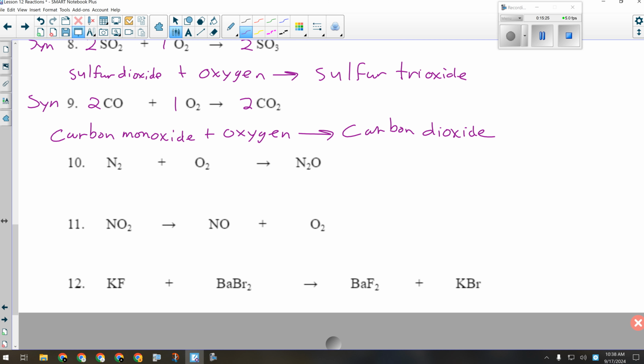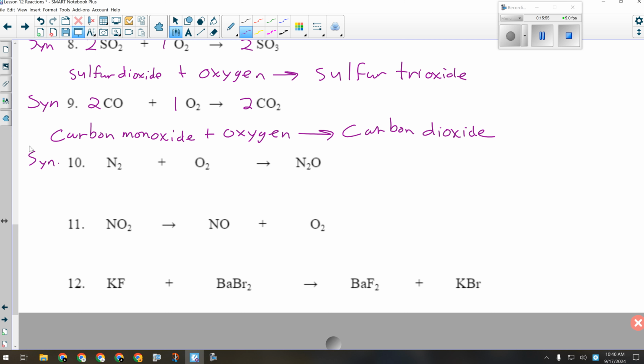Okay, how many people have done number 10? I'll give you one more minute on number 10, then we're going to go over it. Is number 10 also a synthesis reaction? Yes. But it's the more pure type, where it's element plus element equals compound. Easier to recognize that that's a synthesis reaction. On a test or a quiz, I wouldn't give you ones that are off from the main pattern. You would always get main pattern ones.